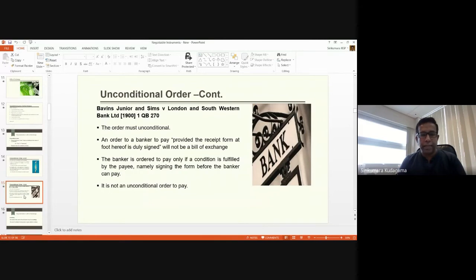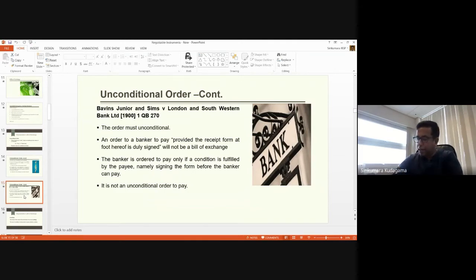In this case, it was held that the order must be unconditional. An order to a banker to pay, provided the receipt from the foot hereof is duly signed, will not be a bill of exchange. The banker is ordered to pay only if a condition is fulfilled by the payee, namely signing the form before the banker can pay. It is not an unconditional order to pay.